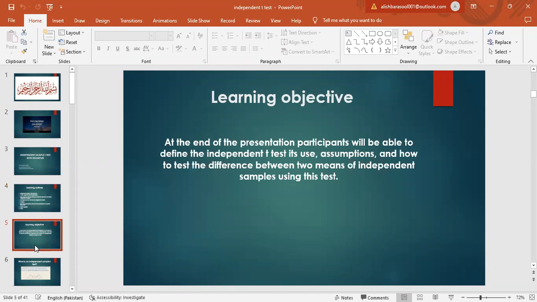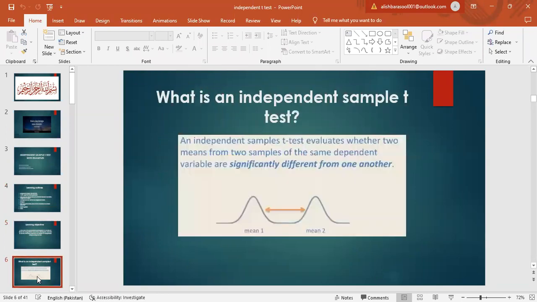Learning objective: at the end of the presentation, participants will be able to define the independent t-test, its use, assumptions, and how to test the difference between two means of the independent samples using this test.